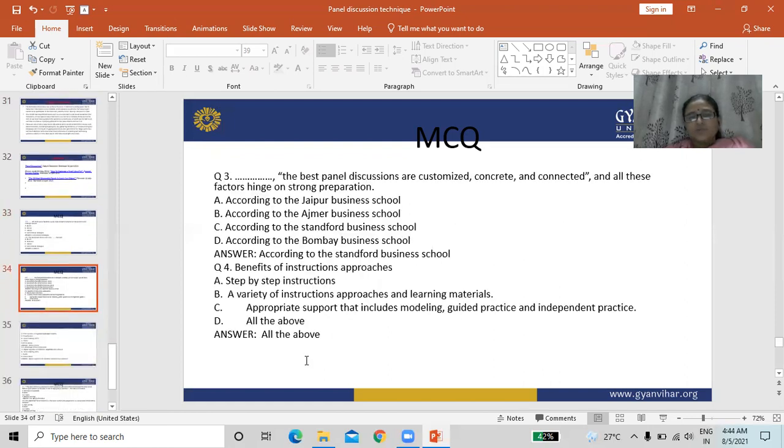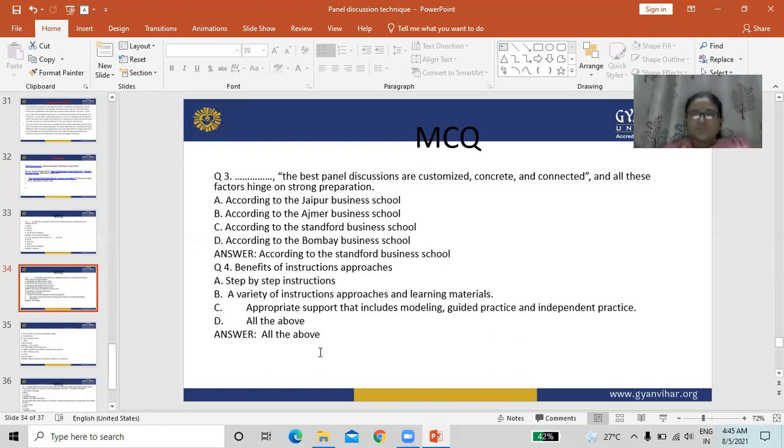Next MCQ, fill in the blanks: the best panel discussions are customized, concrete, and connected, and all these factors hinge on strong participation. Option A, according to the Jaipur Business School; option B, according to the Ajmer panel discussion; option C, according to the Stanford Business School; option D, according to the Bombay Business School. The correct answer is according to the Stanford Business School.